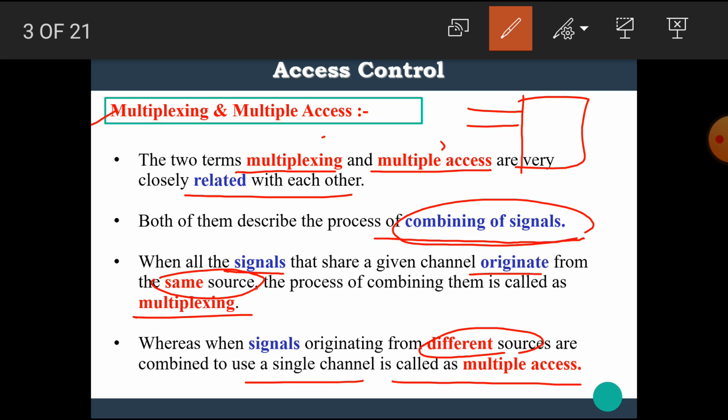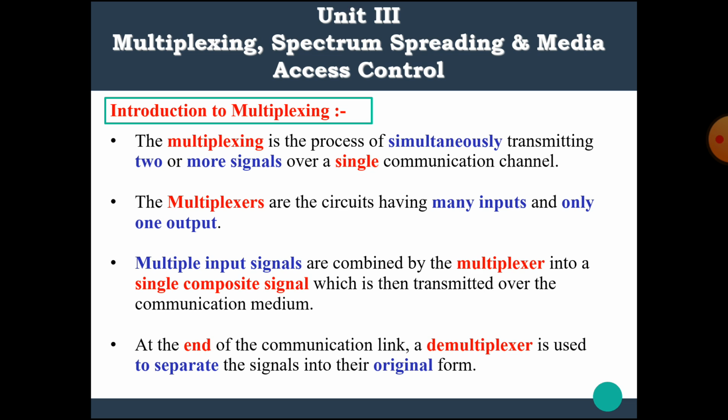That means if this is signal 1, signal 2, and this is signal 3, then multiplexing and multiple access combine them into a single channel. But the only difference is that in multiplexing, these signals 1, 2, 3 originate from the same source, while in multiple access, these signals 1, 2, 3 originate from different sources. I hope you all get the basic difference between multiplexing and multiple access.